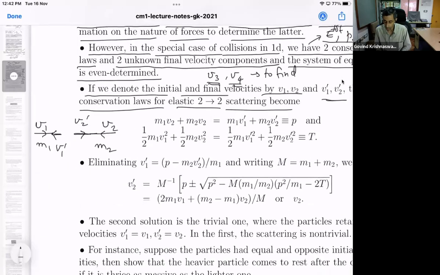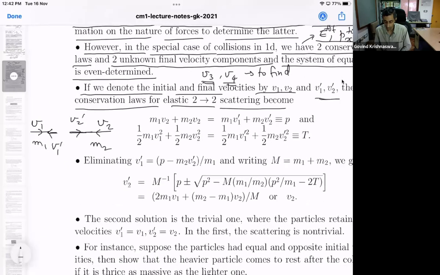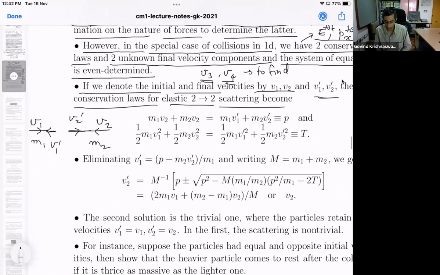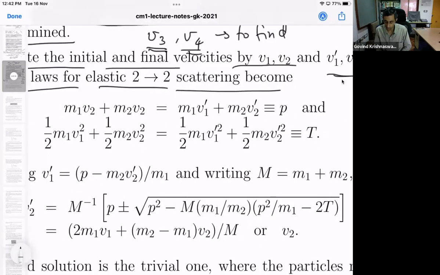So what are the conservation laws in this case? The conservation of total linear momentum, which I will denote by the letter P, is given by m1 v1. I am sorry, that was a mistake. m1 v1 plus m2 v2 is equal to m1 v1 prime plus m2 v2 prime. v1 prime, v2 prime are the velocities after the collision.